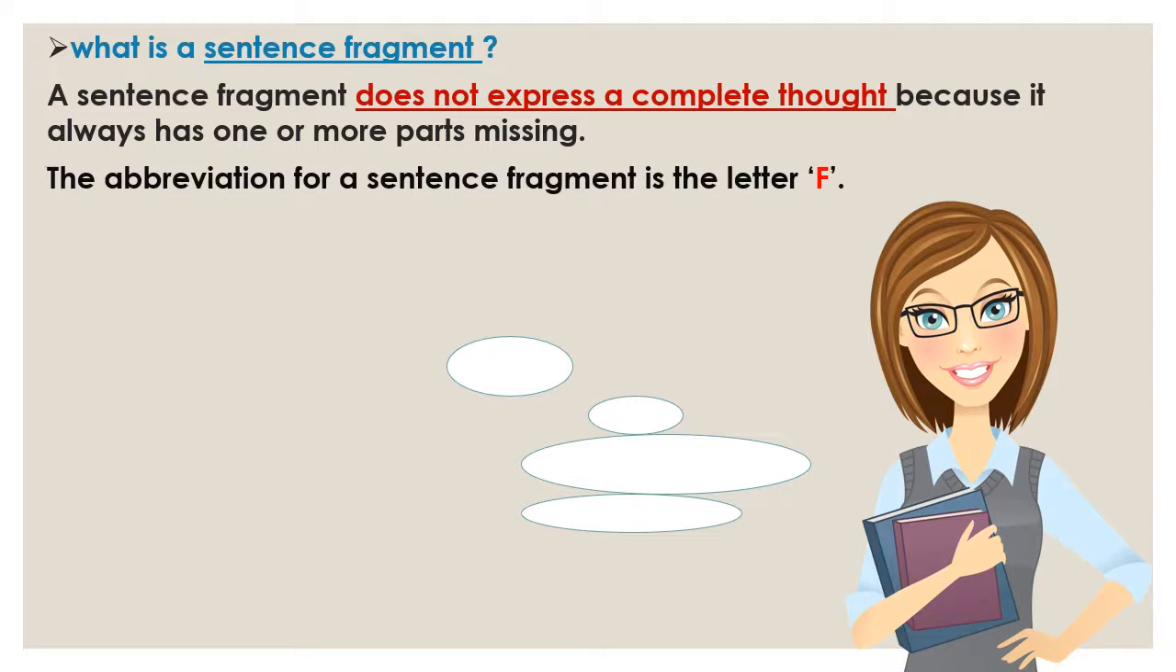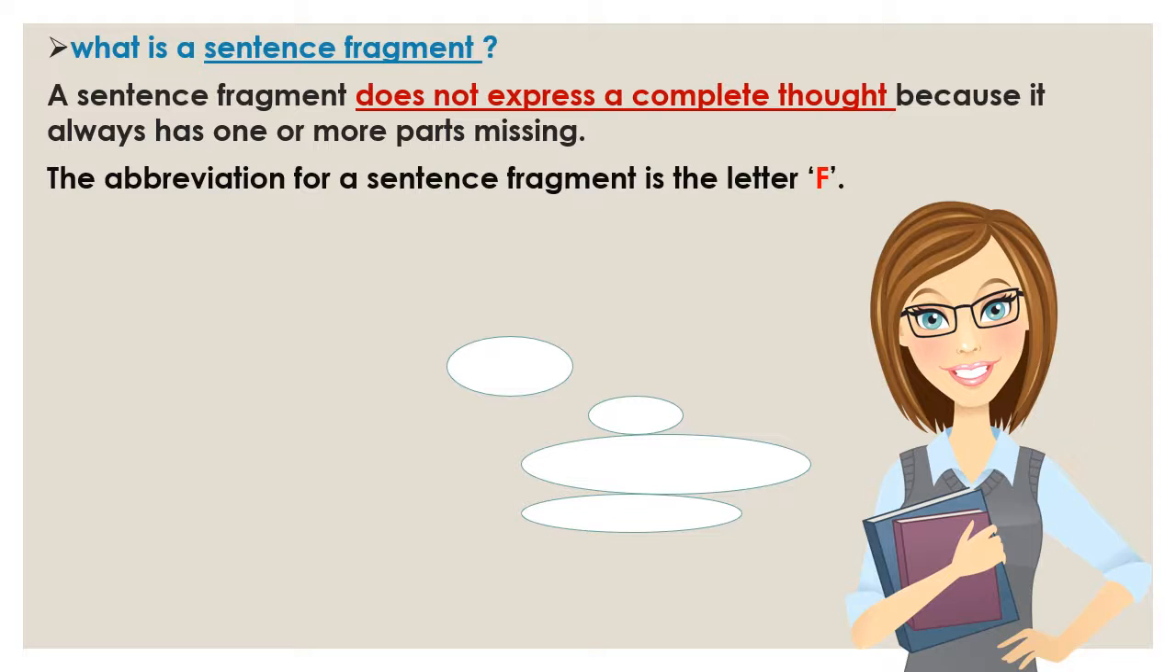You're going to say it always has one or more parts missing, because it has some parts missing out there. That's why it's not complete. Okay? You see, I even underlined it for you and made it red. It does not express a complete thought. So a simple sentence and a fragment sentence are totally the opposite.